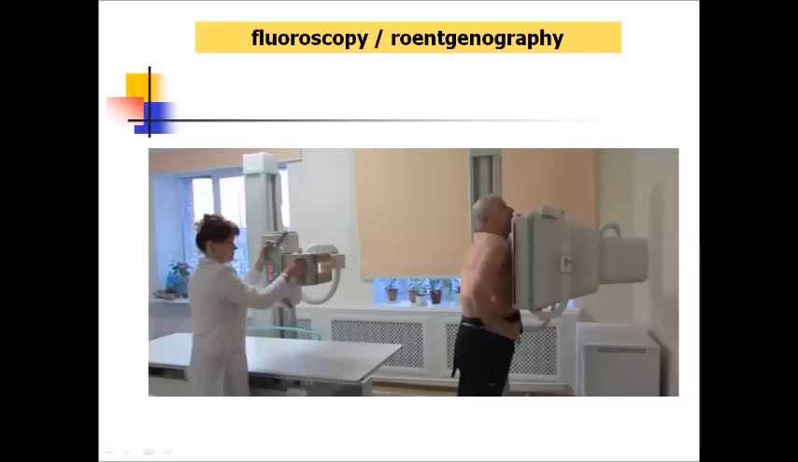The general technique of study in fluoroscopy or röntgenography is the following. The patient is placed as close as possible to the screen or the detector, and the source of irradiation or X-ray tube is placed at a certain distance, up to 1.82 meters from the patient, and films are taken in posterior anterior projection.